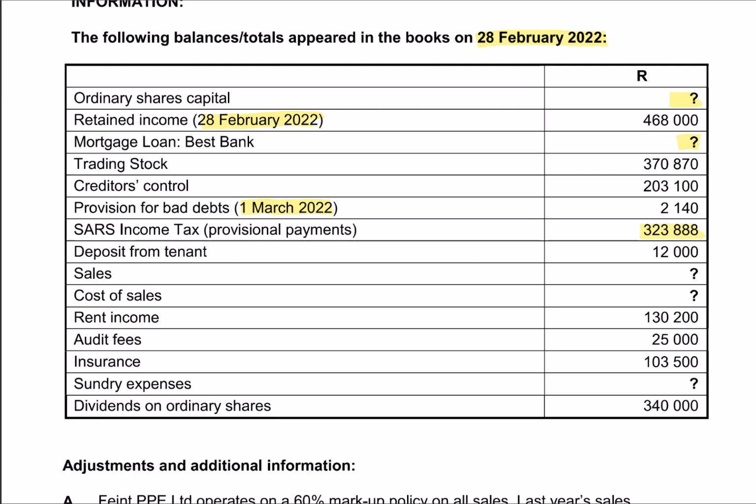Then deposit from tenant. Then sales, question mark, cost of sales, question mark, retained income 130,200. So rent income 130,200. Then audit fees 25,000. Insurance 103,500. Sundry expenses is a question mark again, so it's a lot of question marks. Then dividends on ordinary shares, 340,000.